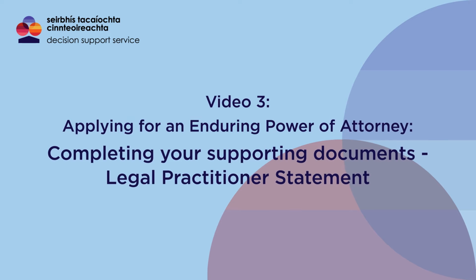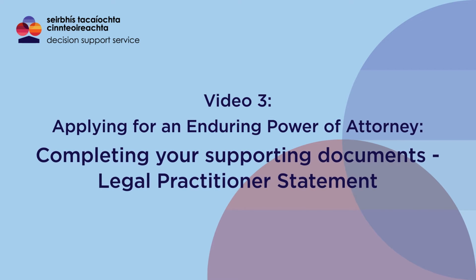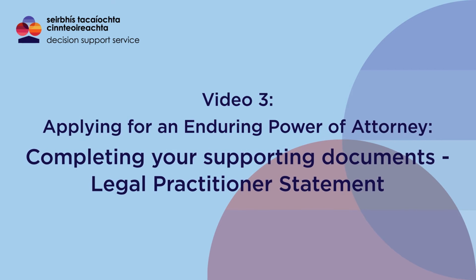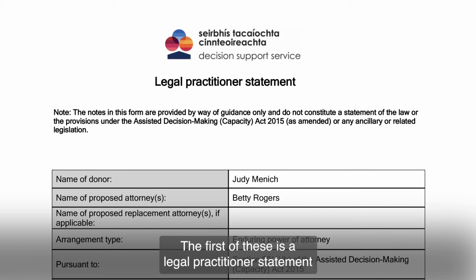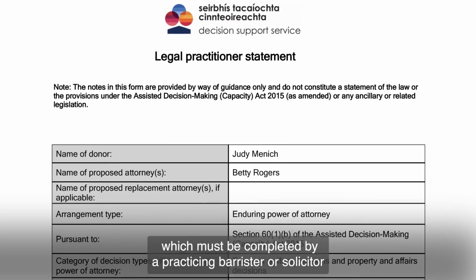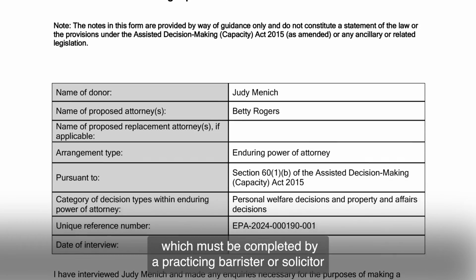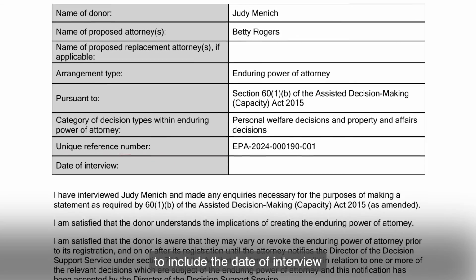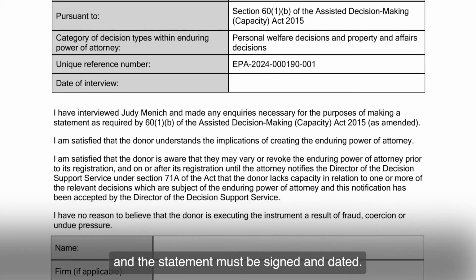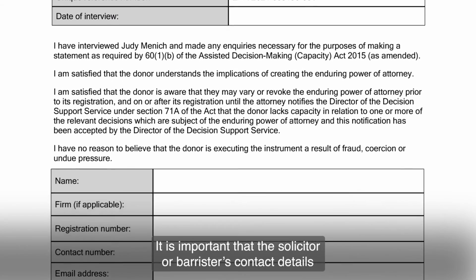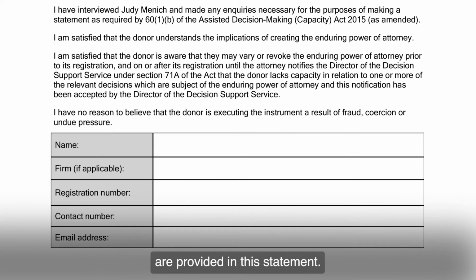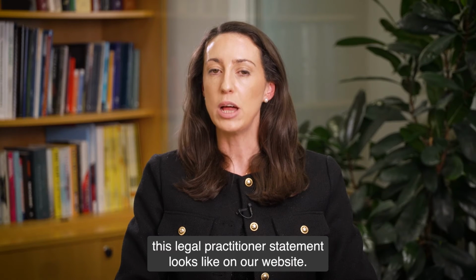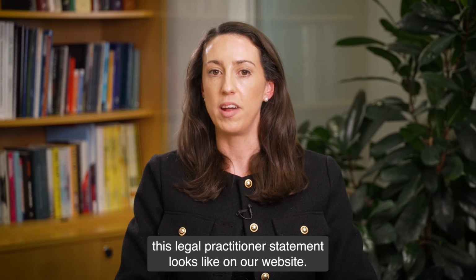Applying for an enduring power of attorney, completing your supporting documents. Legal Practitioner Statement. As we have seen, a number of documents need to be completed as part of this application. The first of these is a legal practitioner statement, which must be completed by a practicing barrister or solicitor to include the date of interview, and the statement must be signed and dated. It is important that the solicitor or barrister's contact details are provided in this statement. We provide samples of what this legal practitioner statement looks like on our website.